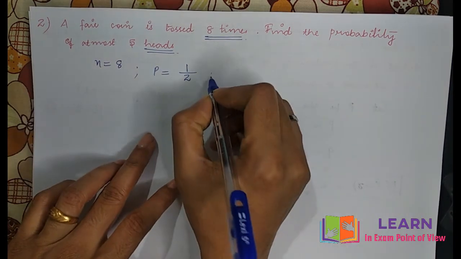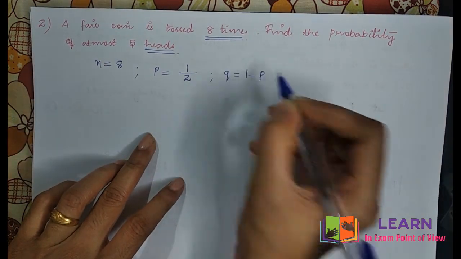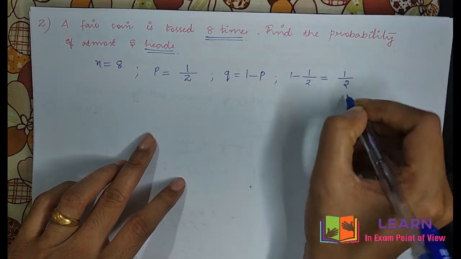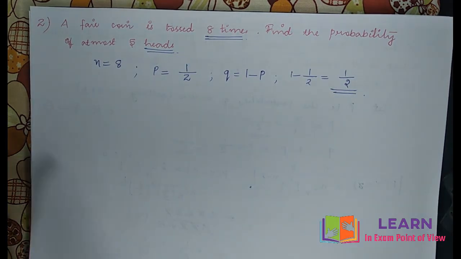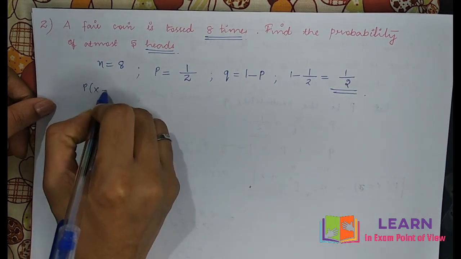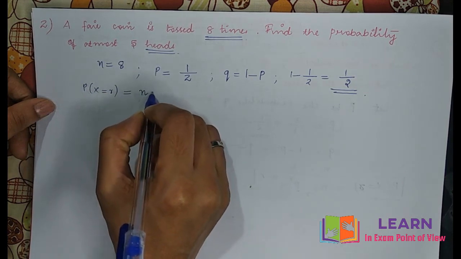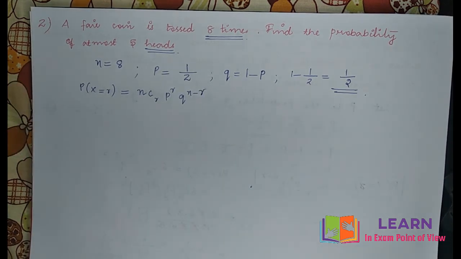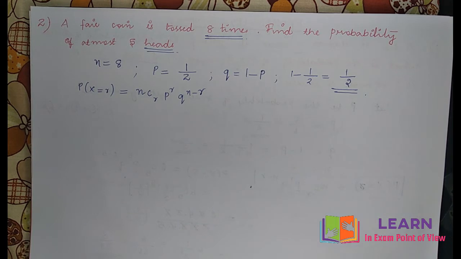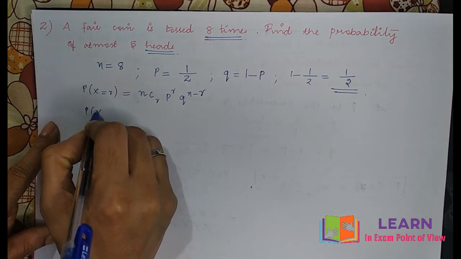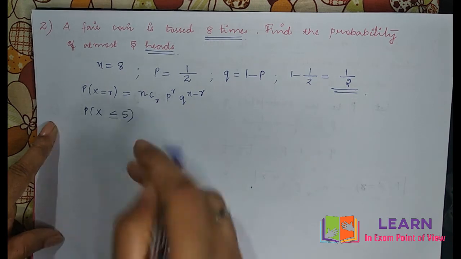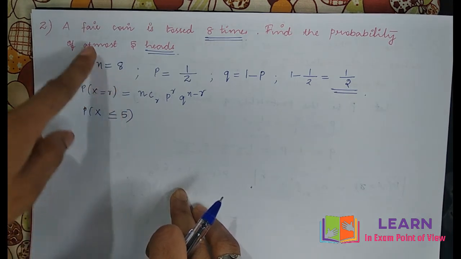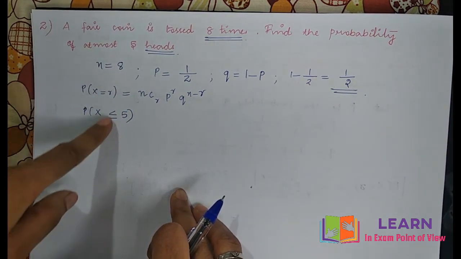So then what is Q? Q is 1 minus P, right? That is 1 minus 1 by 2, which is again 1 by 2. Q is also 1 by 2. Now according to the equation, for x equal to r, we will write nCr P raised to r Q raised to n minus r. Same formula we are using here too. So here at most means what? P of x less than or equal to 5. Equal to 5 heads we can take. That is the condition. At most means x less than or equal to 5.